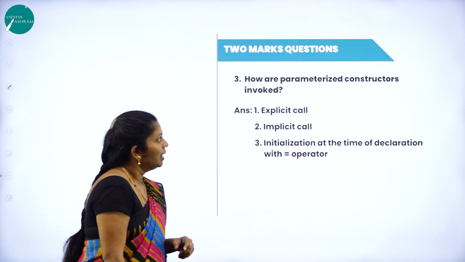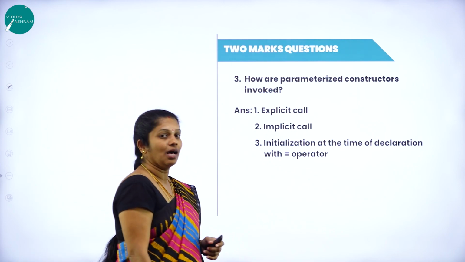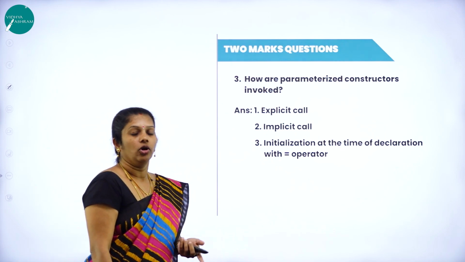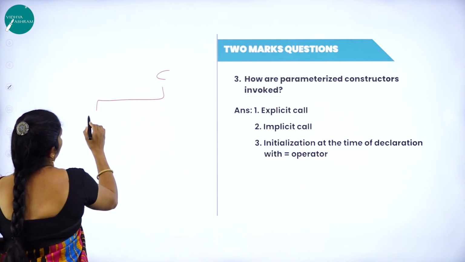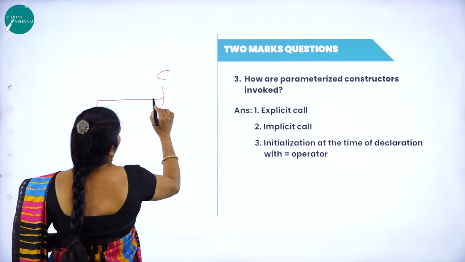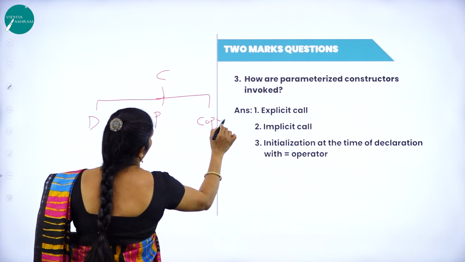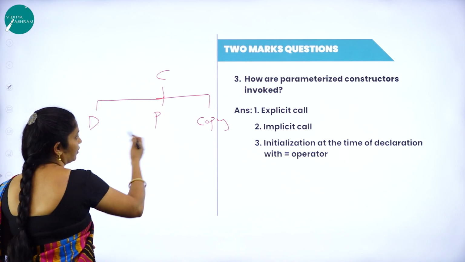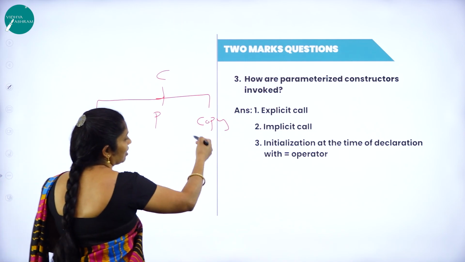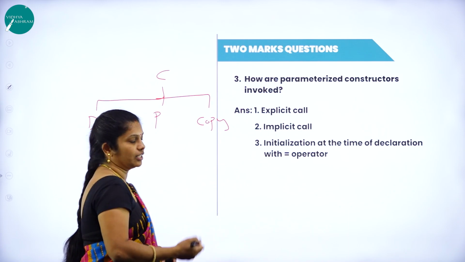Next, how are parameterized constructors invoked? Already I told you, in constructors there are three types: one is default, parameterized, and one more is copy. In default, we do not have any arguments. In copy, we have arguments, but we are copying from one object to another object.